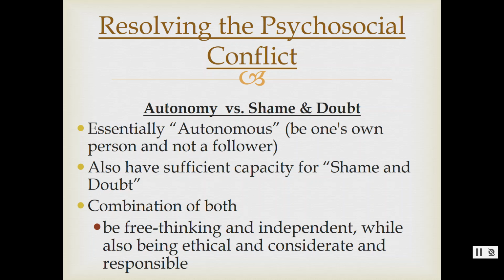If you're autonomous, again, independent, you're one's own person and not a follower. These are leaders, right? We want children to be leaders within our society. So when I mentioned again, they would have that healthy ratio. As they get older, they could be free thinking and independent, but also ethical and considerate and responsible of others, and understanding how others might feel if they are criticized or attacked. Okay, so that is the first two stages.